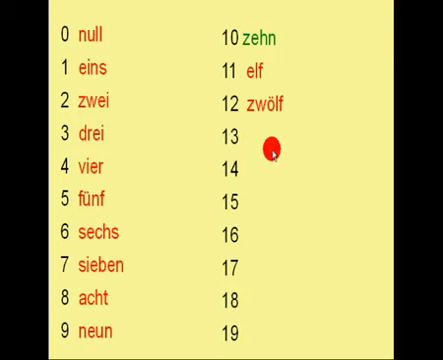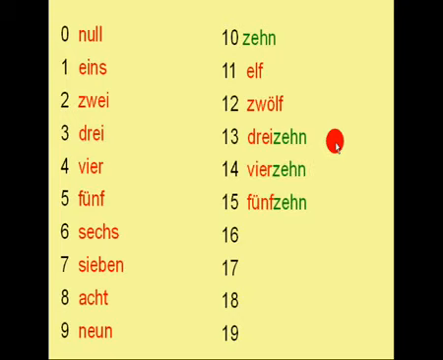So you say 13 and we say 13. So we just put together the 3, which means 3, and the 10, which means 10, alright? The next one, you say 14, we say 14, 15, 16. Now here there's an exception.